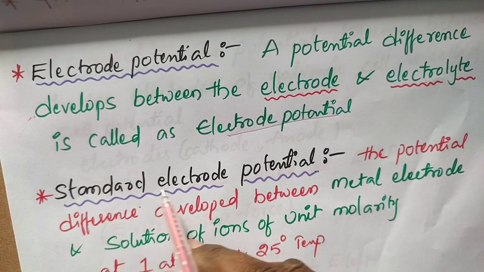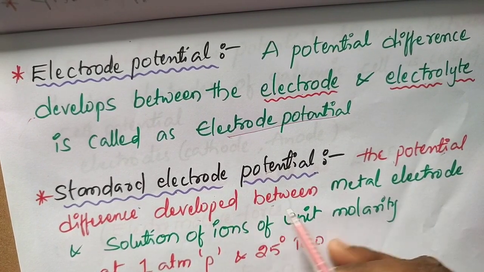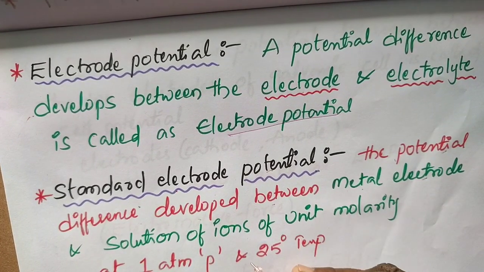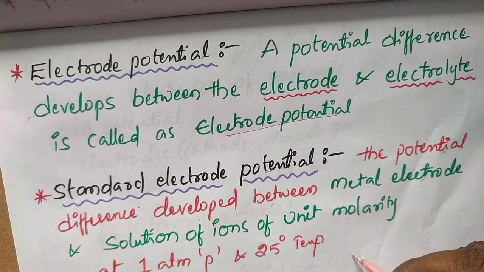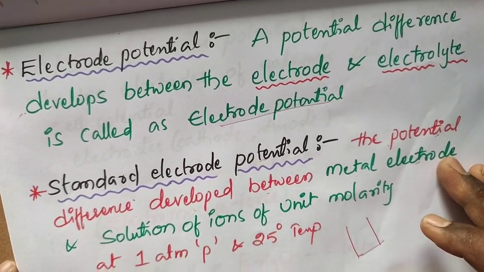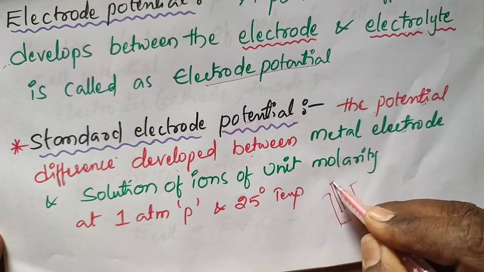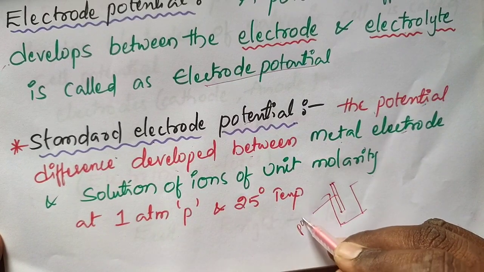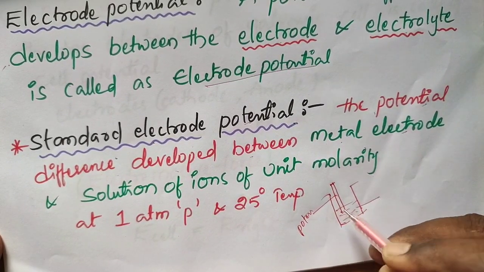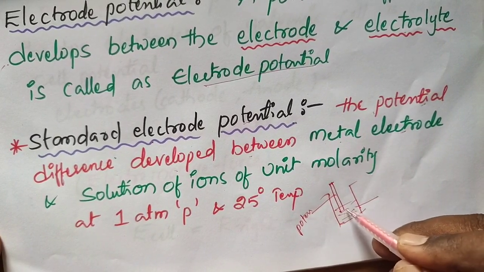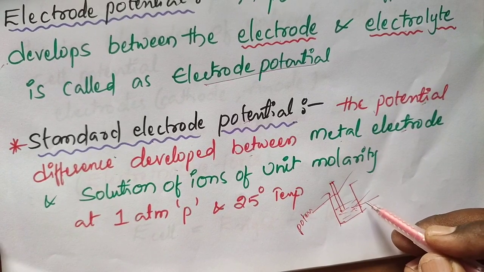And next, standard electrode potential. The potential difference developed between the metal electrode and the solution of its ions in unit molar concentration. What is the meaning of that? So for example, you take a half cell. This half cell contains an electrode. The electrode has a particular potential, and the electrolyte also has a particular potential. The potential difference developed between this electrode and electrolyte is called the electrode potential.